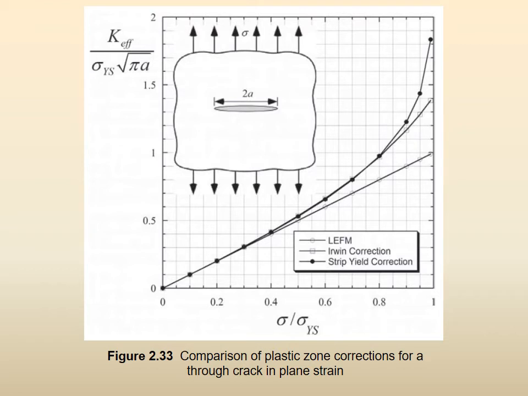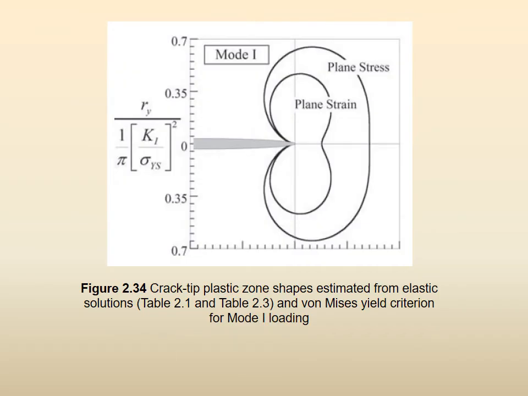LEFM theory, the linear theory, gives us very good results. After we reach an applied stress of roughly half yield strength or more, then the plasticity corrections are important. But again, whether we feel that Irwin is easier or strip yield is easier, it does not matter which one we use unless we go to almost 85% of the yield strength as our applied stress, right? So this is a summary of these plasticity corrections.